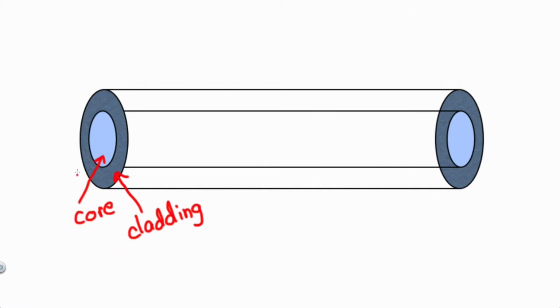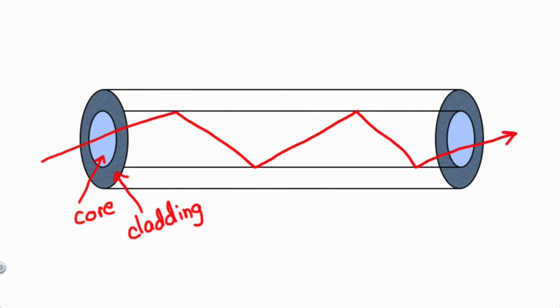It's going to work something like this. We have a beam of light, like a laser or an LED coming in. It hits the edge of the core, that barrier between the core and the cladding, and again the index of refraction is so different that it's going to bounce off, and it bounces off the other side, back and forth, back and forth. It bounces its way down the core of the fiber optic cable.